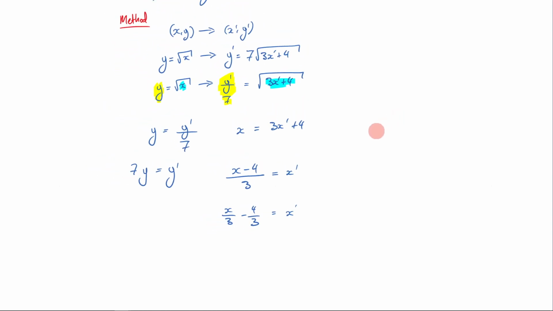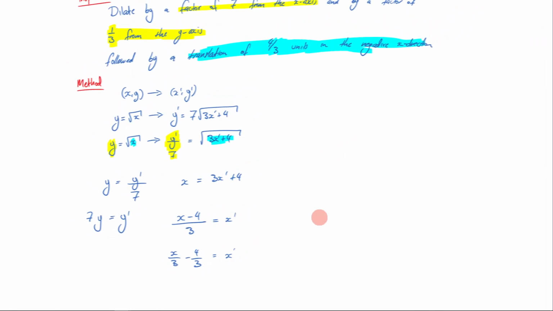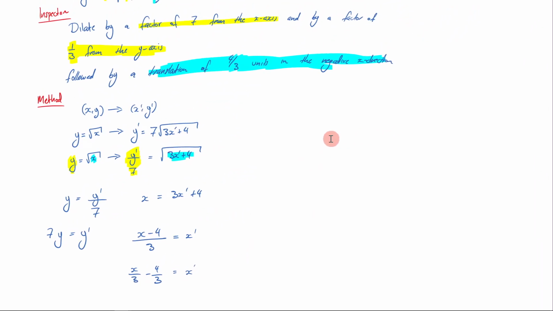And now, if we just zoom right out for a second, hopefully you can appreciate how what we've found is actually telling us the same thing as doing it by inspection. So if we look here, I'm timesing my y value by 7. That's telling me we're dilating by a factor of 7 from the x-axis. Because remember, when you're dilating from the x-axis, it's affecting the y value. You're then reading this off, you're dilating by 1/3 from the y-axis, because that's affecting the x. And then, as you can see here, I am minusing 4 on 3 from the x, and that's a translation of 4 on 3 in the negative x direction.